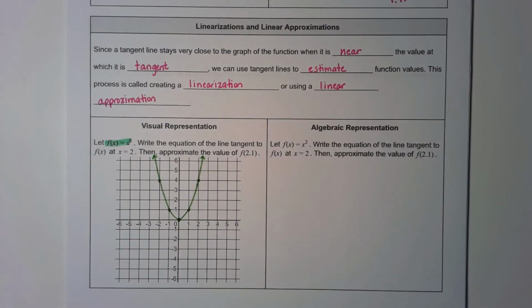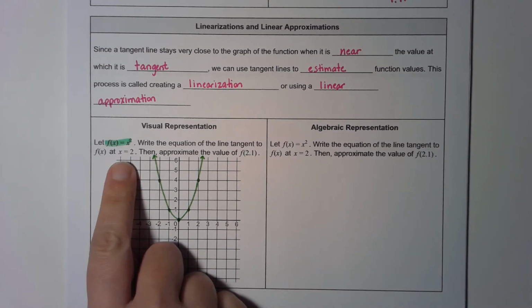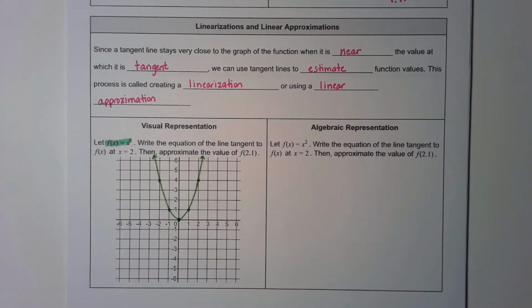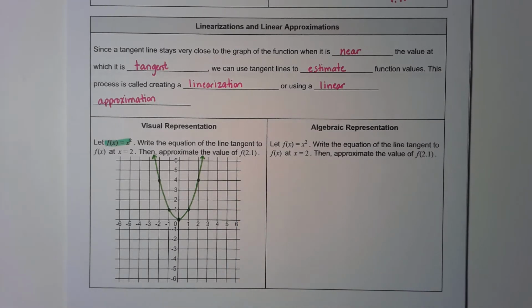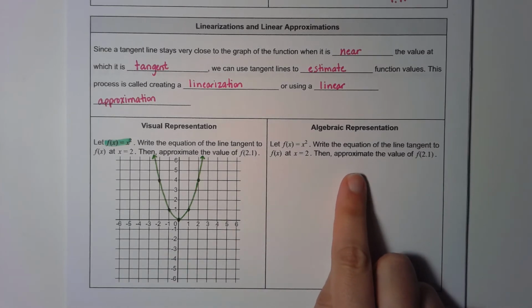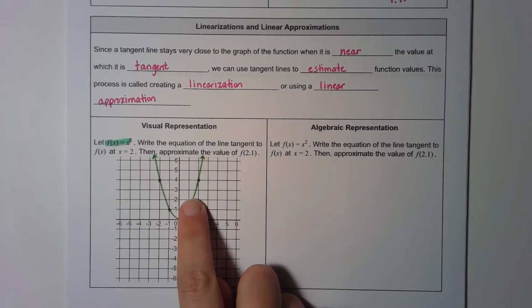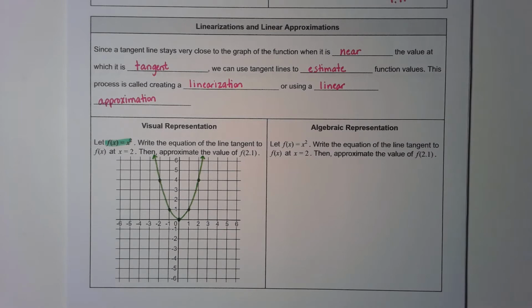Okay. Now, what we're going to do is write the equation of the line that is tangent to this graph. So we're writing the tangent line to this curve at x equals 2. Then we're going to use the tangent line to approximate what's happening at 2.1. So let's start by, and I'm going to jump over to the algebra for a second, then we'll come back to the visual. We're going to actually write the equation of the tangent line.